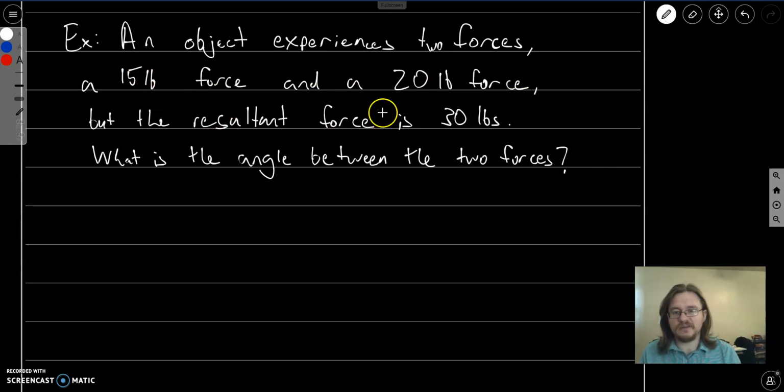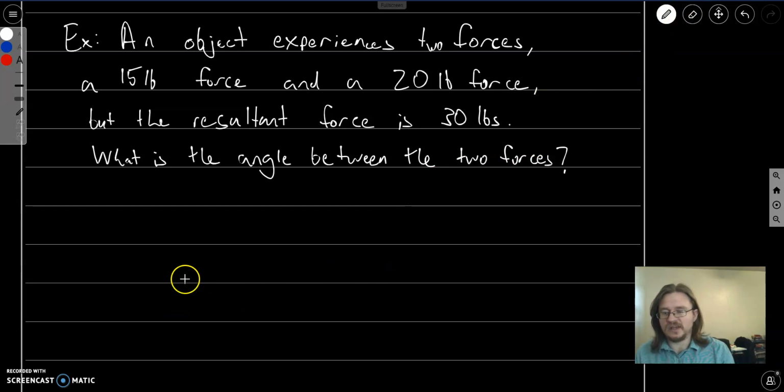So here, a 15-pound force and a 20-pound force, giving a resultant force of 30 pounds, that means that they should be pointing in about the same direction. They're adding up quite a bit. They're not canceling each other out a whole lot, but exactly what's the angle between them?